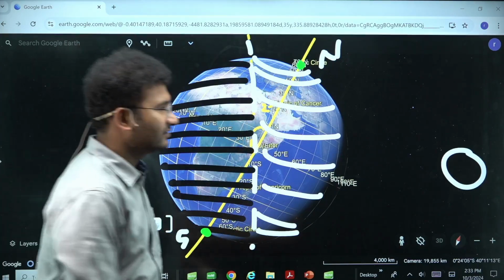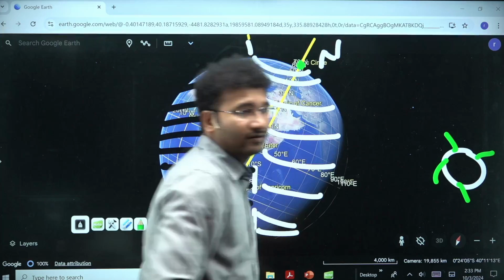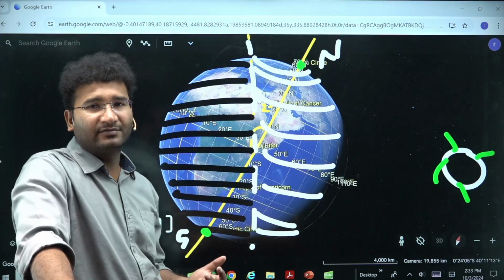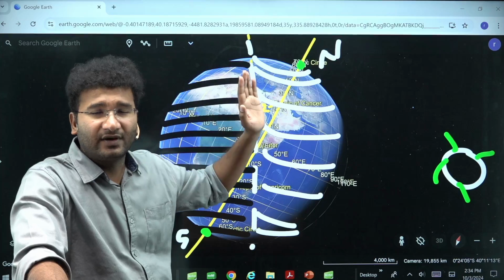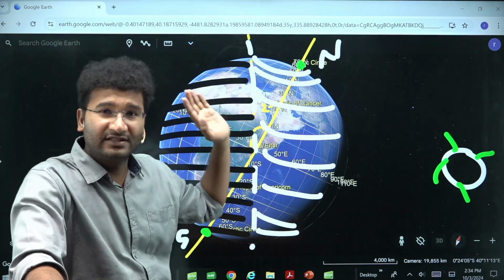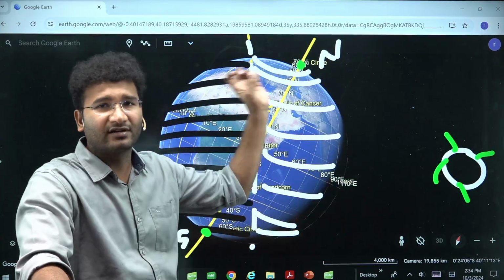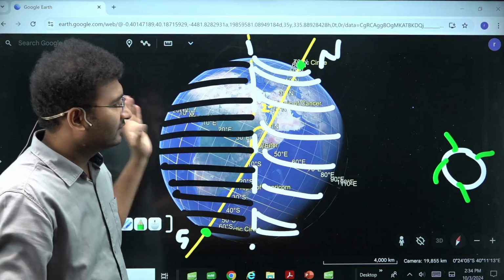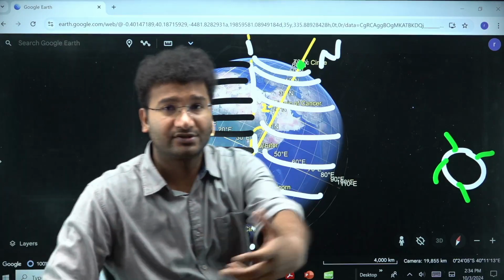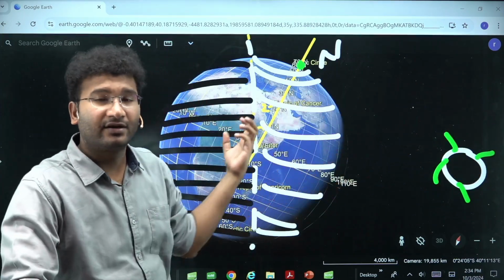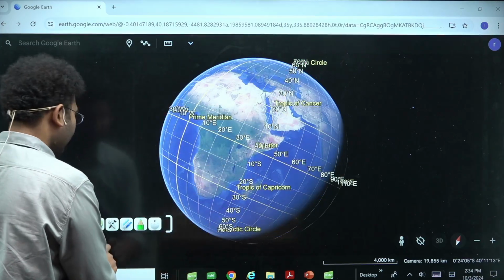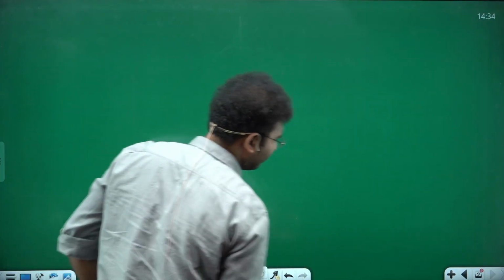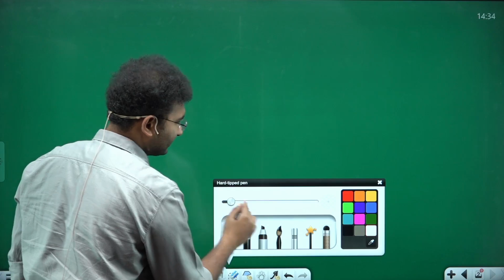Now, if this is your sun, it is the tilt of the axis that is the reason why you have your seasons. Along with this tilt, there is the revolution of the earth. Revolution in the sense that the earth goes around the sun and comes back. It takes 365 days. This revolution leads to the formation of seasons, which I told you in the beginning itself. Revolution is like this.